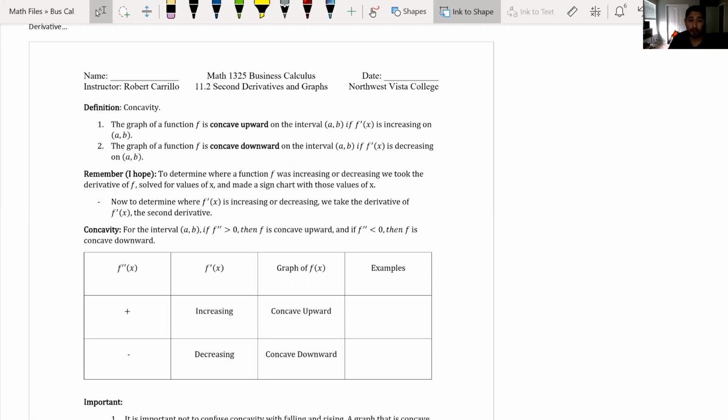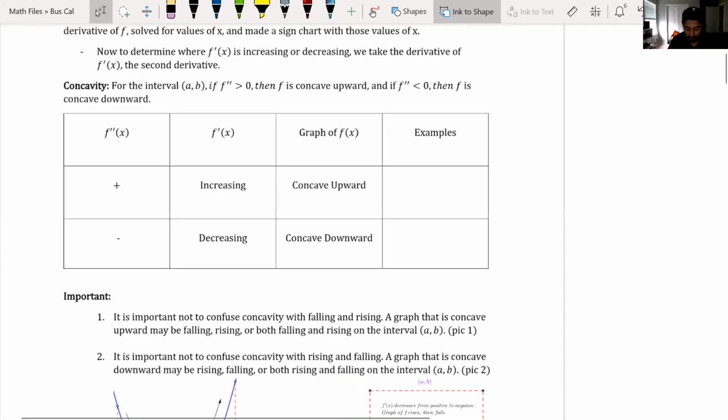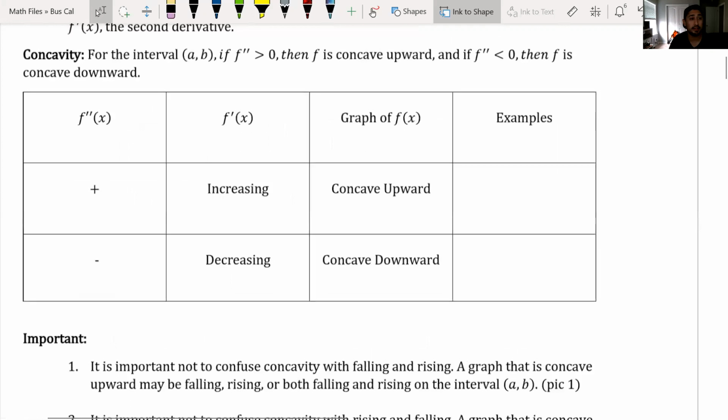Remember, to determine where a function was increasing or decreasing, we took the derivative, we set it equal to 0, we solved for x, and we made a sign chart. Now we're going to do that with the second derivative as well. Okay, so here is our chart for concavity. This says everything I just said above.